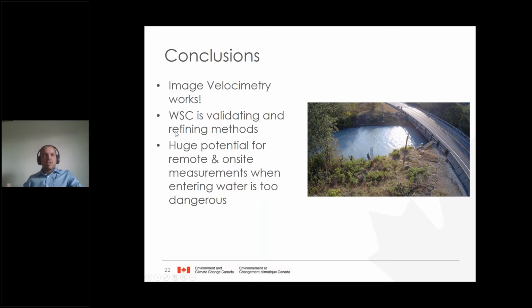Instead of having to take a helicopter to fly a site, you can just trigger a video and get a decent flow estimate from there. And then also on-site measurements when entering the water is too dangerous. You often want your flow measurements at your high flow, and that's when there's lots of debris flowing down and it's dangerous to get in the water or even put a boat in the water.